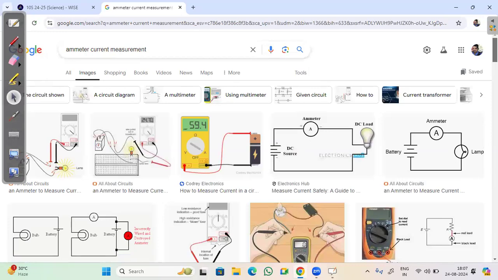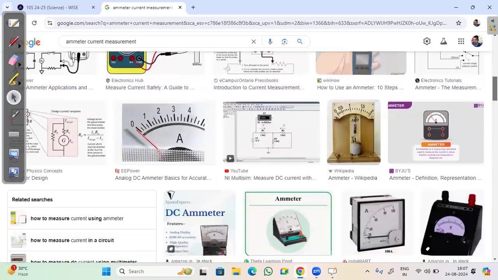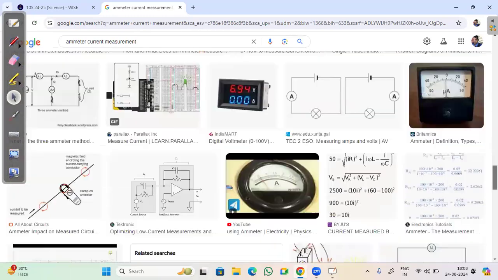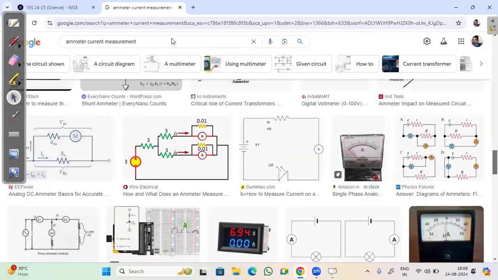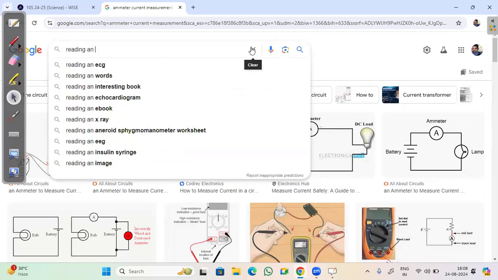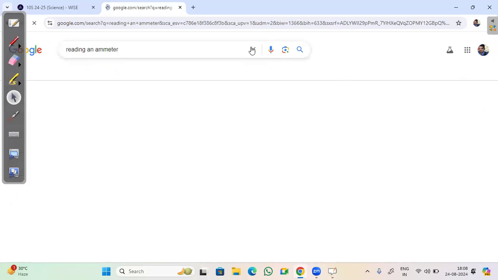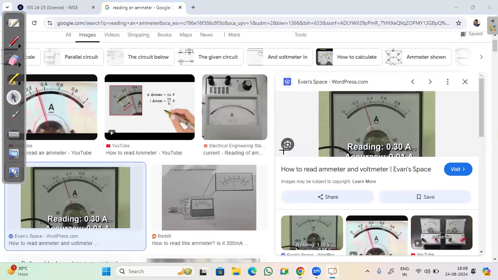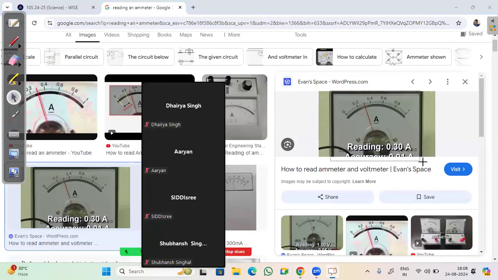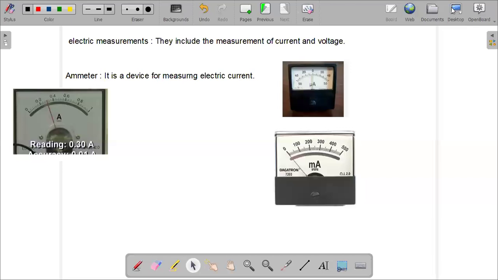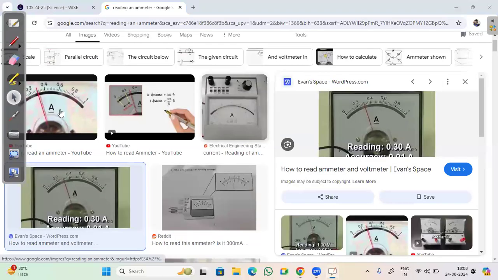Just 1 minute. I'm giving you some more ammeters. You will be reading them. Just give me 1 minute. So see how we are going to read the current from these devices.